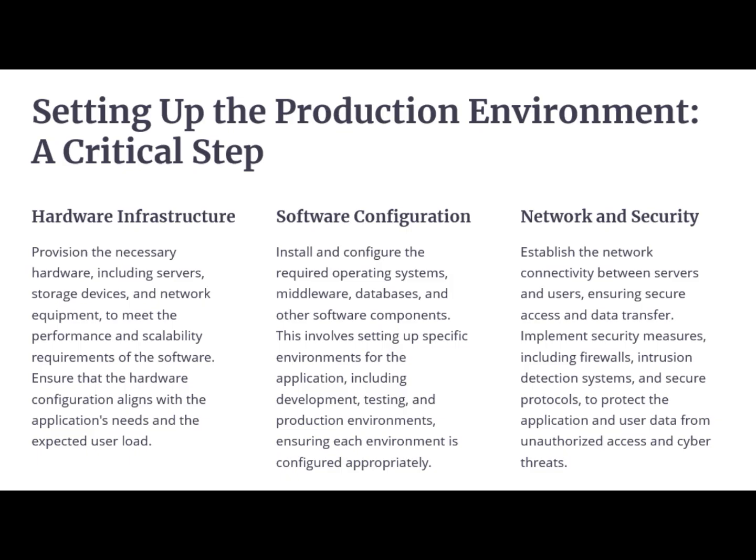Setting up the production environment is a key task in the deployment phase. We have three categories here: hardware infrastructure, software configuration, network and security. Hardware infrastructure. Provision the necessary hardware including servers, storage devices and network equipment to meet the performance and scalability requirements of the software. Ensure that the hardware configuration aligns with the application's needs and the expected user load.